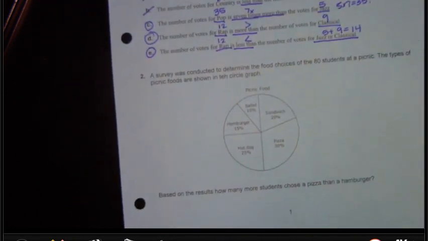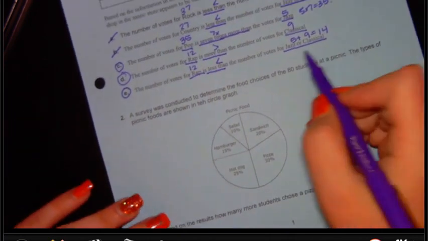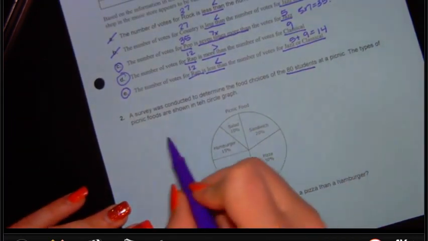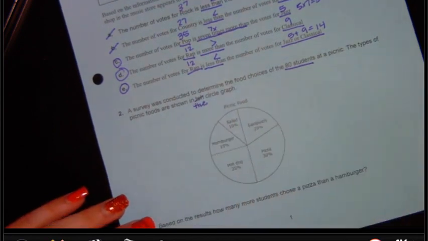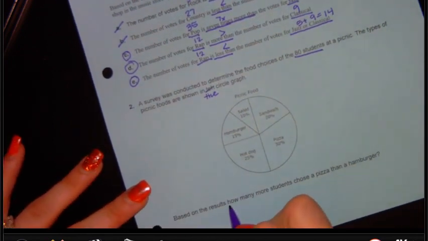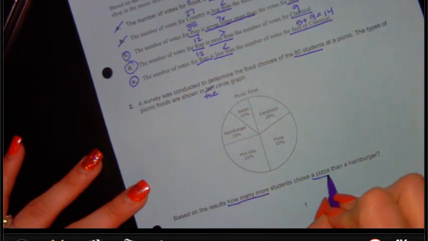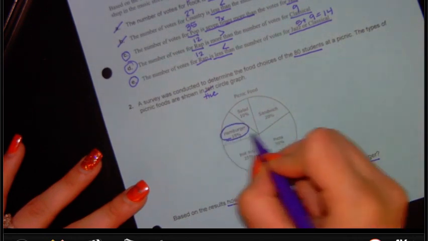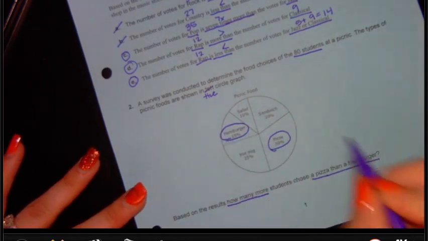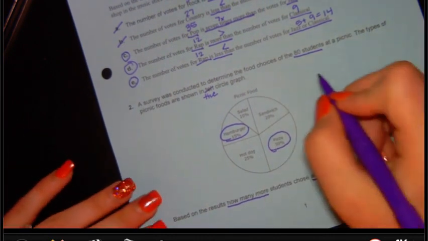All right, number 2, a survey was conducted to determine the food choices of the 80 students at a picnic. The type of picnic foods are shown in the circle graph. Based on the results, how many more students chose pizza than hamburger? All right, so I'm looking at hamburger at 15 and I'm looking at pizza, which is 30. Okay, you can solve this two ways. You can find how many kids are in pizza, how many kids are in hamburger, and subtract. Or we can do the subtraction at the beginning.